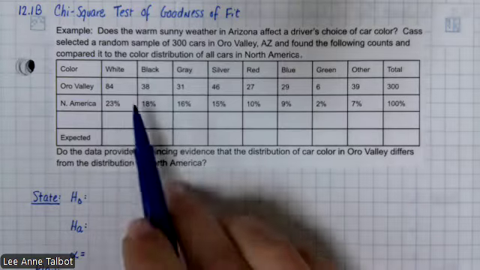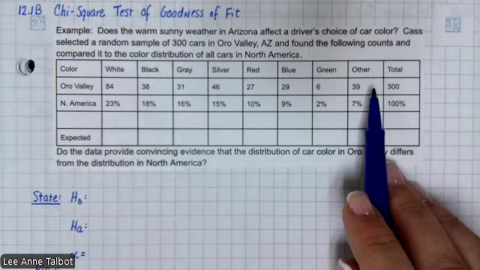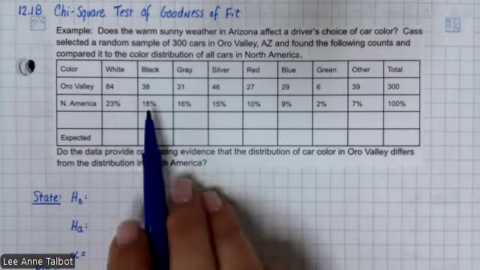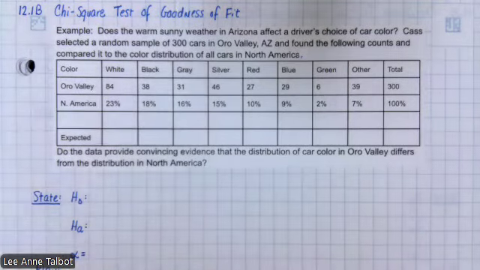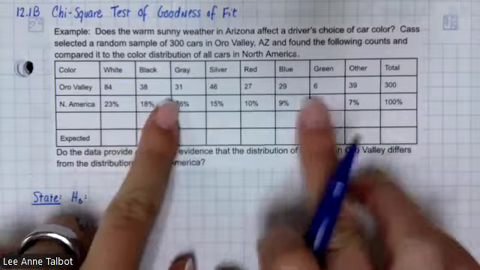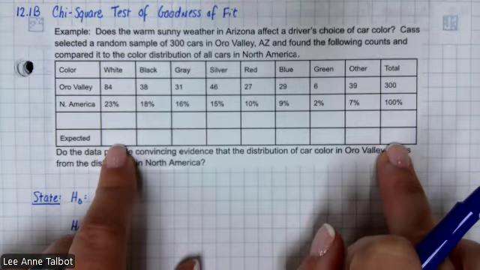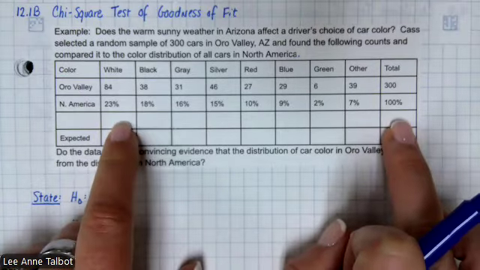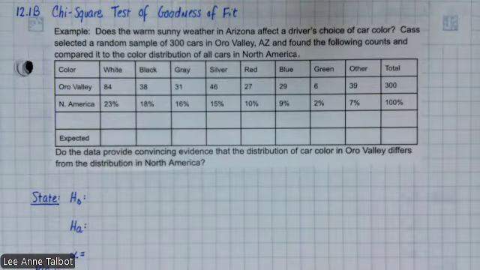Okay, so what we have is the cars that she actually found. Cass, I'm assuming Cass is a girl, I don't know. And then we have the claimed distribution in North America. In my table I'm going to show the work in this line, and I'm going to put the expected counts in this line. Normally, I'm not going to show the work every time. You just have to list the expected counts, but I want to remind you of how that goes.